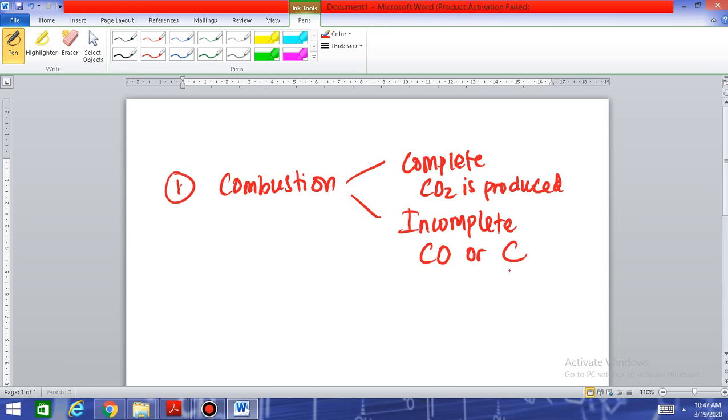Carbon is produced when very limited oxygen is used to burn the organic compound. Okay, so carbon is a black solid. Carbon dioxide and carbon monoxide are colorless gases. Carbon monoxide is toxic or poisonous, while carbon dioxide is a harmless gas, but it can cause the greenhouse effect.